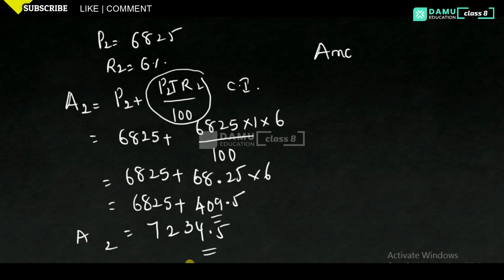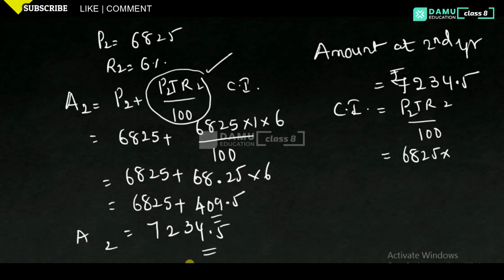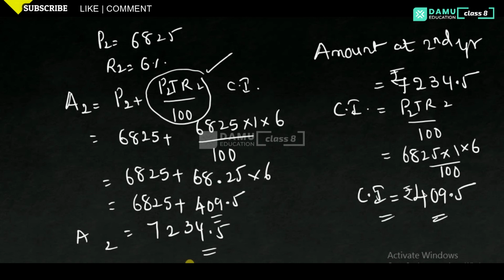So amount at second year, end of second year, will be equal to 7,234.5 rupees. Then compound interest will be equal to this one only, that is PTR by 100. That will be equal to 6,825 into 1 into 6 by 100. Then what you will get, 409.5 rupees. This is compound interest. Like this we need to calculate.